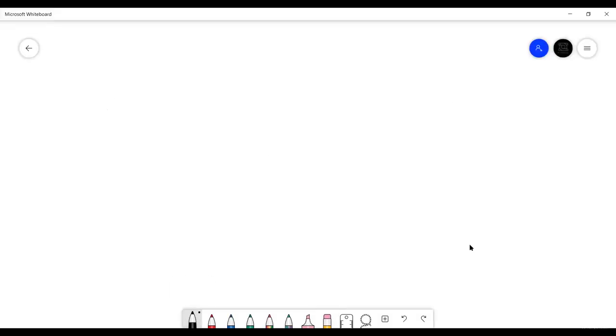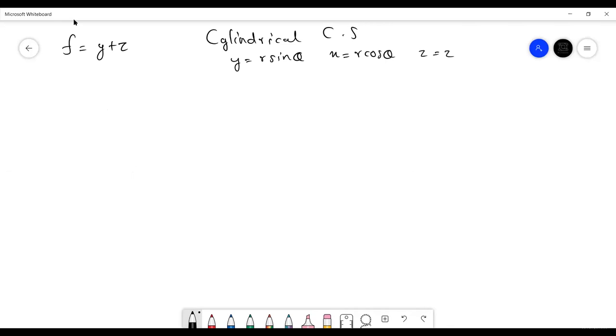Our function is given to us as y plus z. In the cylindrical coordinate system, we know y is equal to r sine theta and x is equal to r cos theta, and z is directly z. So our function changes to r sine theta plus z.